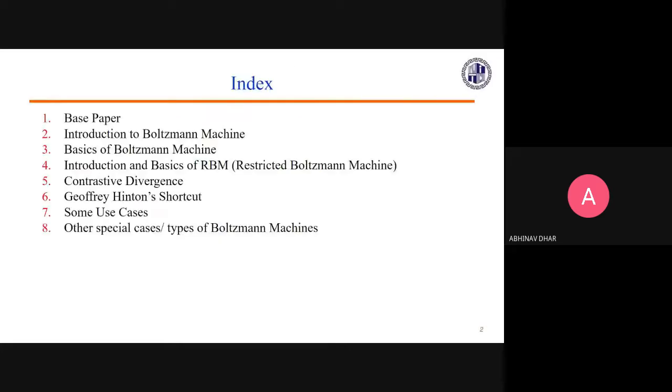So first we'll start with the base paper and then give a brief introduction to Boltzmann machines and talk about a few basic topics related to Boltzmann machines. And then we will move to restricted Boltzmann machines and then discuss a few core concepts behind restricted Boltzmann machines such as contrastive divergence and Geoffrey Hinton's shortcut. Then we will talk about a few applications of restricted Boltzmann machines, and then we'll conclude by talking about some special cases or types of Boltzmann machines. Now, Aditya will talk about the base paper.